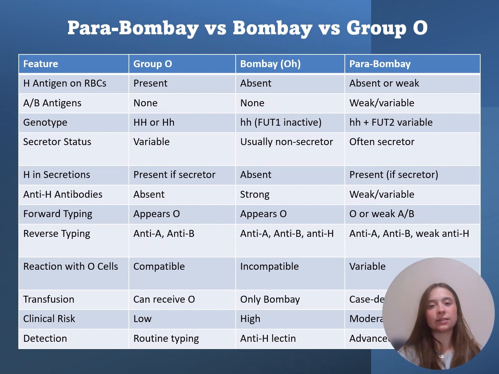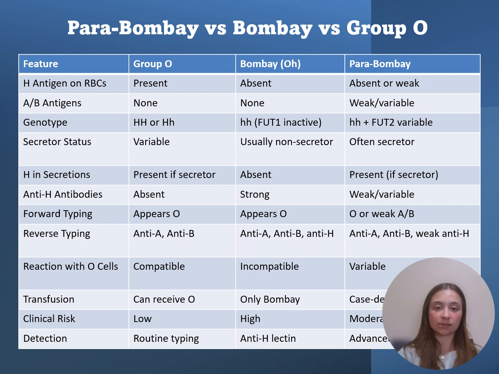Here is a detailed chart comparing the differences between Group O, Bombay, and Para-Bombay when it comes to how they present to a blood banker. For the H antigen on the red cells, for Group O it is present, Bombay it is absent, and Para-Bombay it is absent or weak. For the A and B antigens, it is absent on both Group O and Bombay and variable for the Para-Bombay because they can still express the A and B antigens.